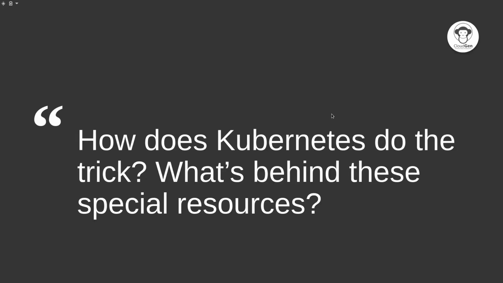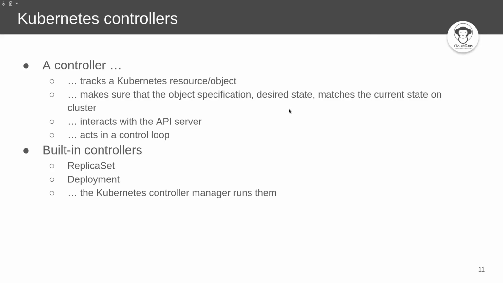But how does Kubernetes really do the trick? We have these special resources, but what's behind them for behaving in this way? There is the concept of a controller. The controller in the end is another application running on Kubernetes, which tracks the Kubernetes resources that you deploy on Kubernetes itself. It makes sure that what you describe in your Kubernetes resource, the so-called specification in the spec field, matches the state of that resource on the cluster.